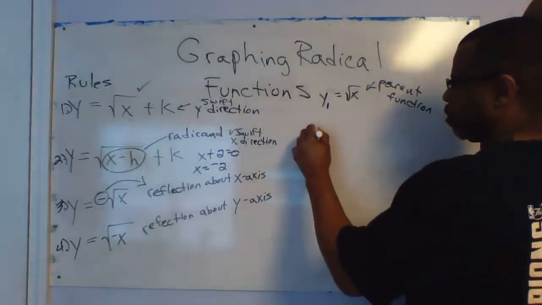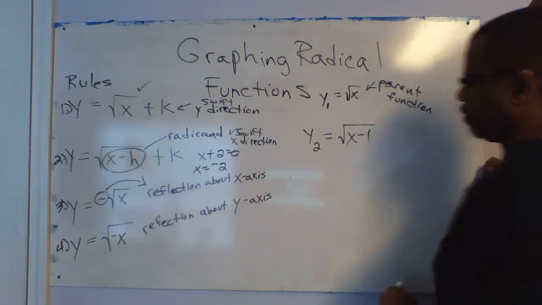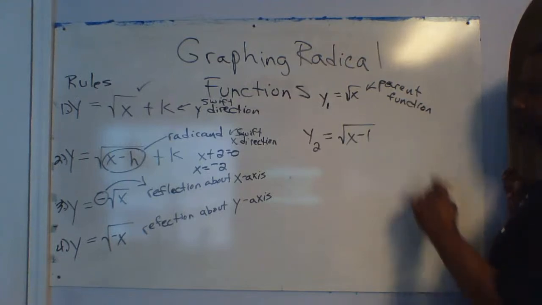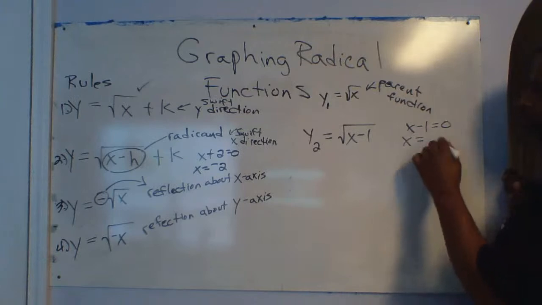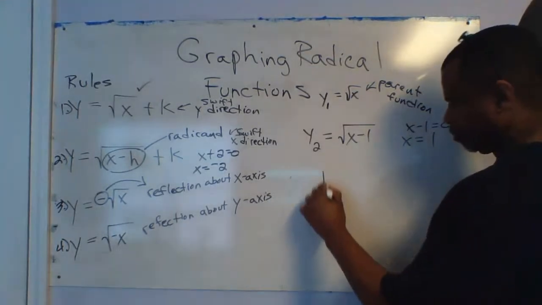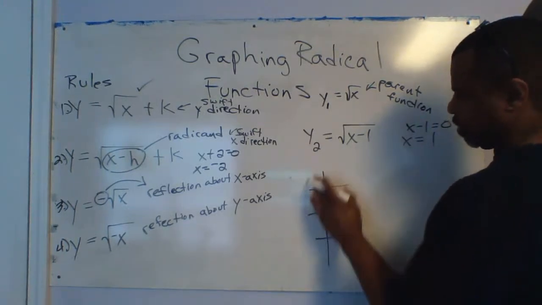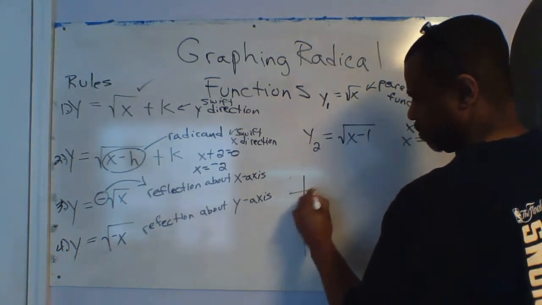so let's do y. Now y2 is going to be the square root of x minus 1. So that means that we're going to set this equal to 0. So x is equal to 1. So in other words, we're going to shift everything to the right. All right, so we're going to plug our points in like we normally do, and we're going to graph it. Let me move it over a little bit so we have room to graph.